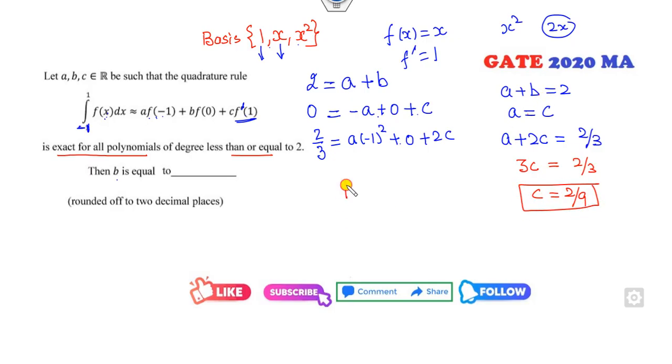So I can find the b. B is 2 minus a. A and c both are same. So 2 minus 2 over 9, 18, 16 over 9 is the right answer of the problem. Fine. You can see it's a very simple approach.